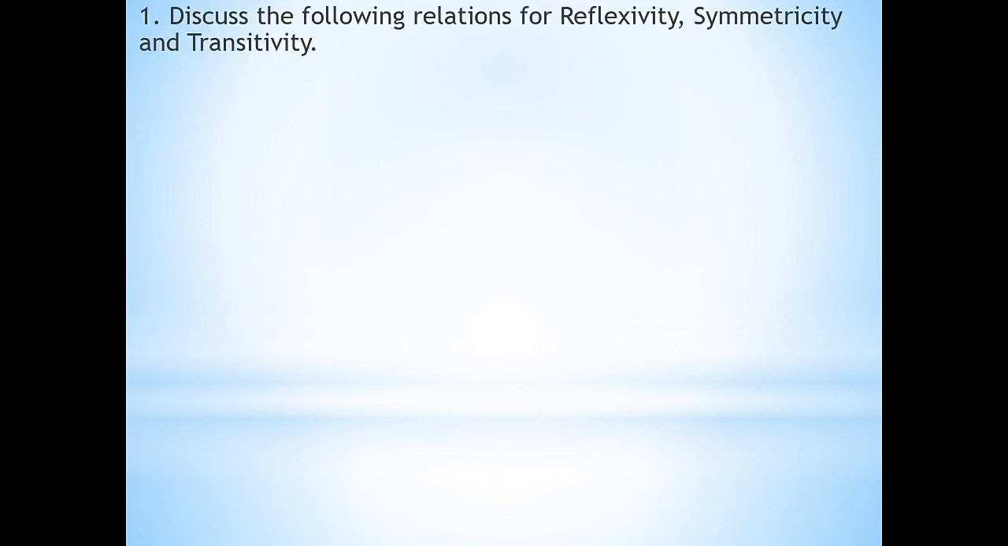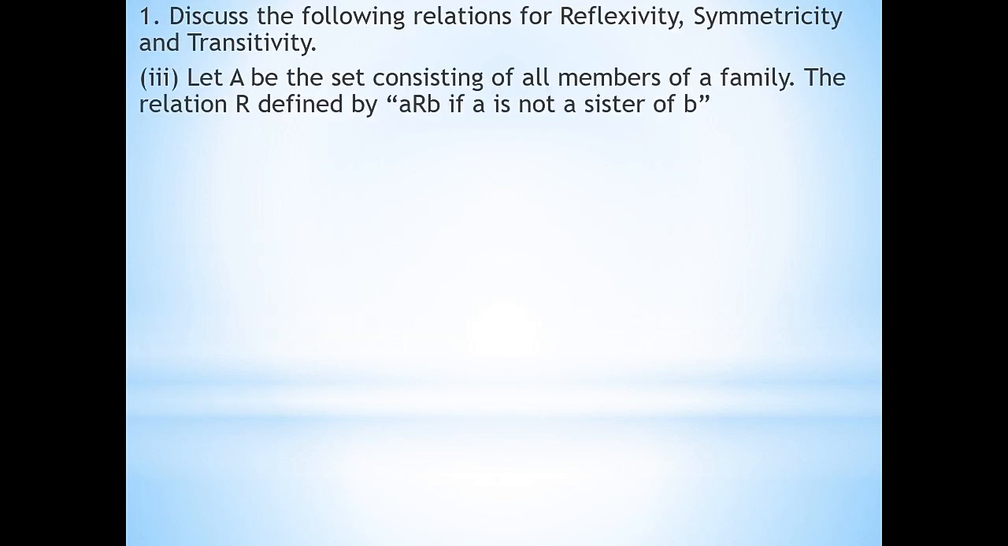Now we'll go for the next subdivision. A is a set of elements, that is, all members of a family. The set contains all members in a family, like father, mother, sisters, brothers, like that. You can have a grandmother, aunt, uncle, like that. Okay, so here we have to check a negative statement, that is, not a sister. It is not a positive statement, it is a negative statement. So, not a sister. So A is related to B only if A is not a sister of B.